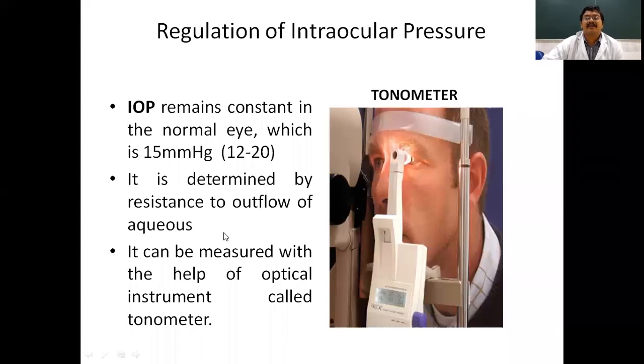Nowadays the most commonly used in all ophthalmology clinics is the Goldmann tonometer. It is an applanation tonometer. The normal IOP average is 15 mm of Hg, and it can range from 12 to 20 mm of Hg. It is determined by the resistance to the outflow of the aqueous. It is measured with the help of an instrument called a tonometer.